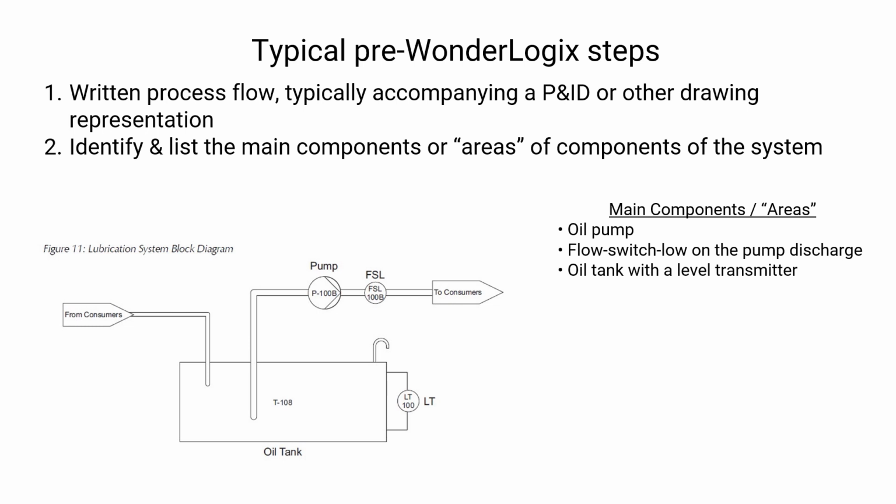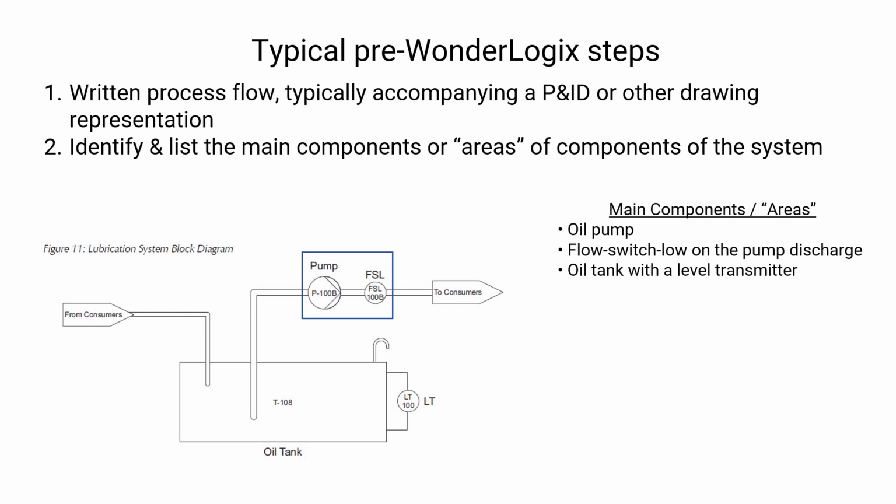Now, components can be physical or logical components. In this example of a lubrication system, which happens to be the first example we'll build together in our Getting Started series, the oil pump and the flow switch are physical components.